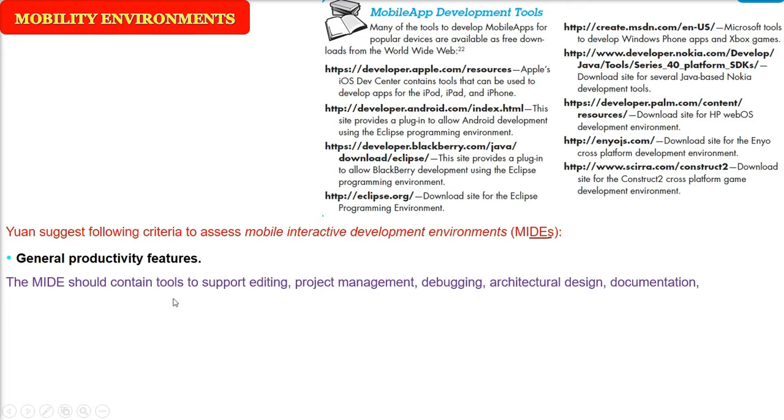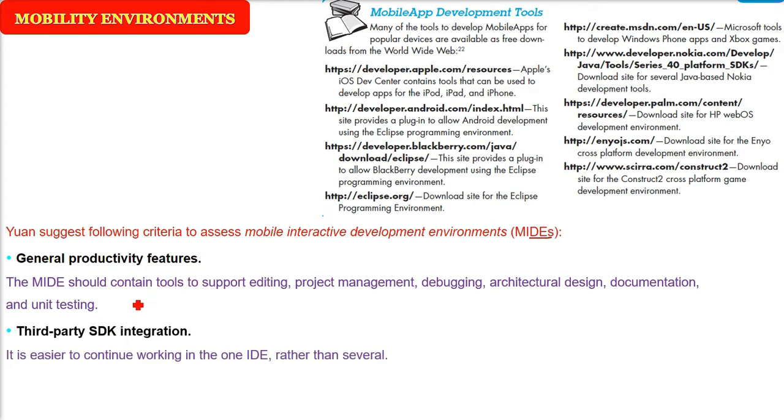First is general productivity features. Whenever we are choosing a MIDE, it should contain tools to support editing, project management, debugging, architectural design, documentation, along with unit testing possibilities. Then third party SDK integration. It is better to work on one IDE rather than several. You don't need multiple IDEs; one IDE which can fulfill all your jobs should be chosen.